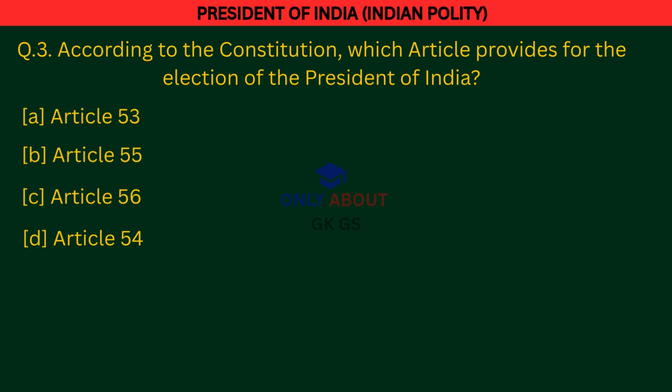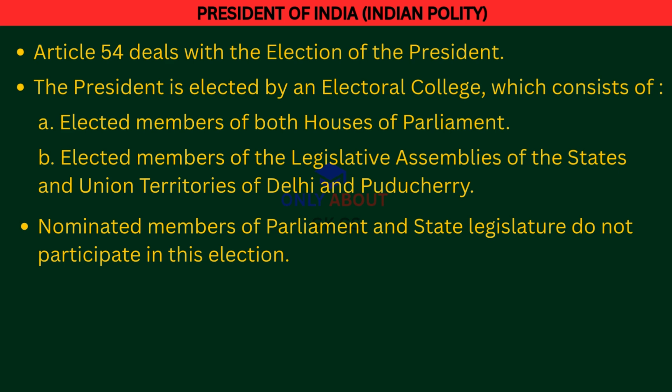Next question. According to the Constitution, which article provides for the election of the President of India? Correct answer, Article 54. Article 54 deals with the election of the President. The President is elected by an electoral college which consists of elected members of both Houses of Parliament, elected members of the legislative assemblies of the states and union territories of Delhi and Puducherry. Nominated members of Parliament and state legislature do not participate in this election.